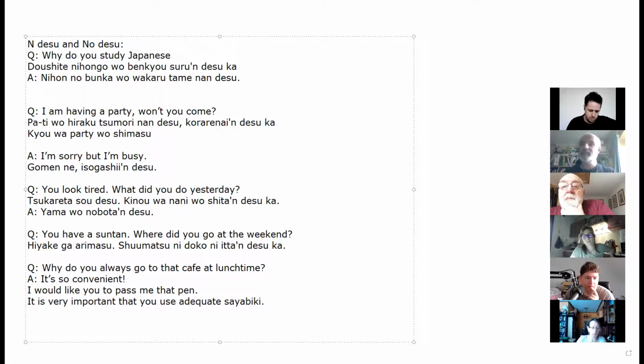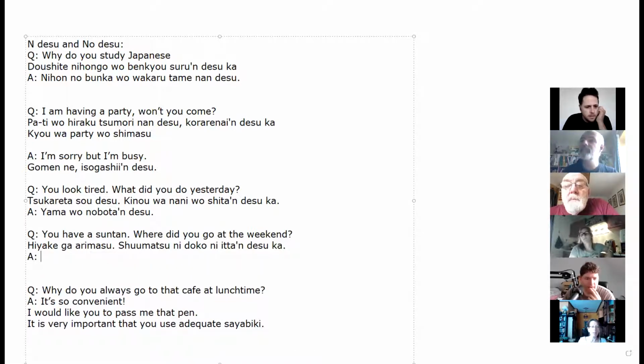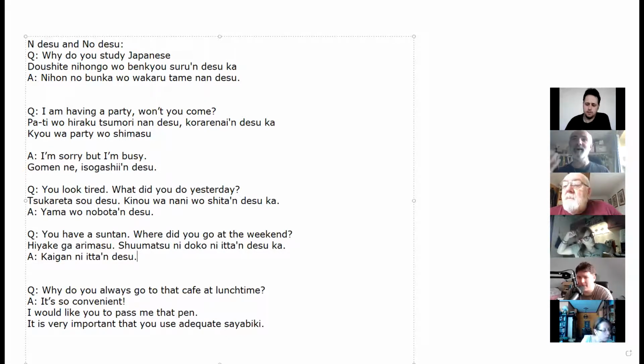Okay. So again, this isn't just saying where did you go at the weekend. This is saying, because you have a suntan, where did you go at the weekend? It means you must have gone somewhere warm, where there was sun, where you could sit outside. This is what doko ni itan desu ka means in this case. Okay, and Sophie? Beach ni itan desu. At the beach, yes. This is kaigan, isn't it? Kaigan ni itan desu. Yes, good. So this is now giving the reason. This is why I'm sunburned or suntanned. I went to the beach.